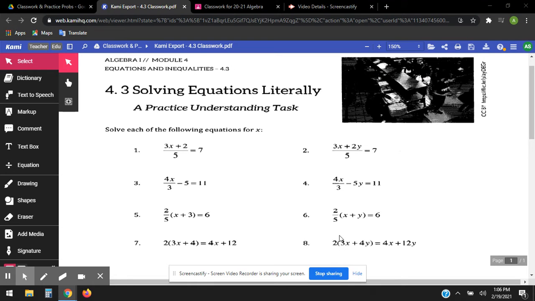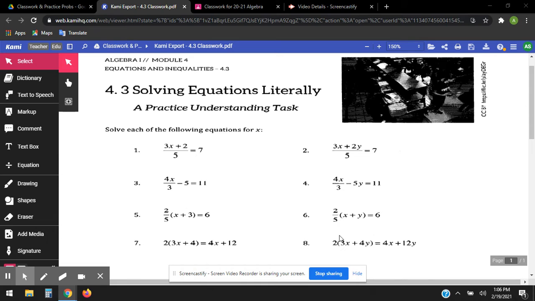Hi, this is Algebra 1, Module 4, Lesson 3, the classwork, the notes. So we are solving equations literally. That is really all this lesson is about, practice solving for a certain variable. What are the steps we do to do that?